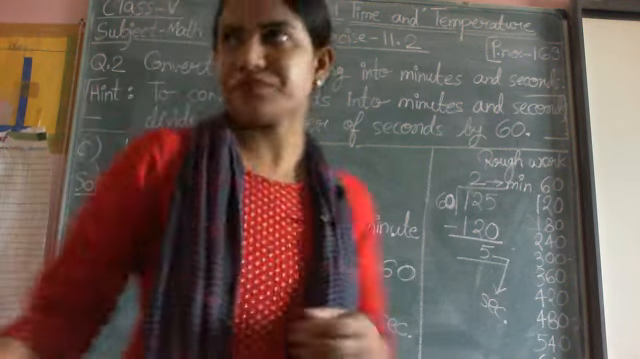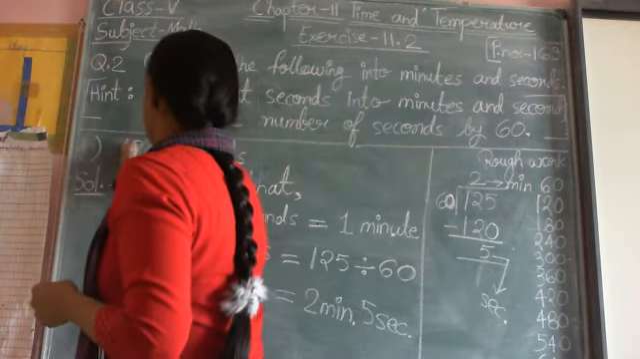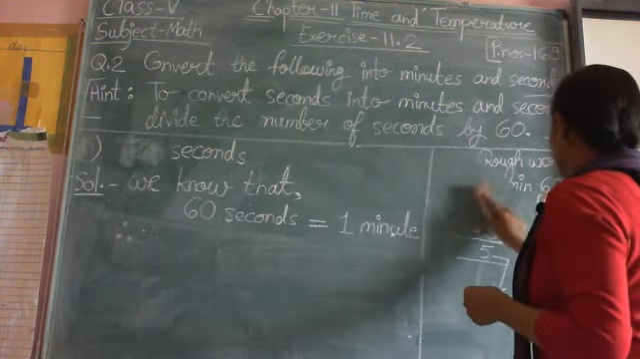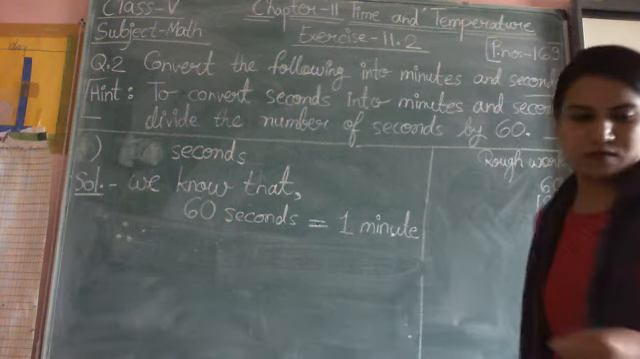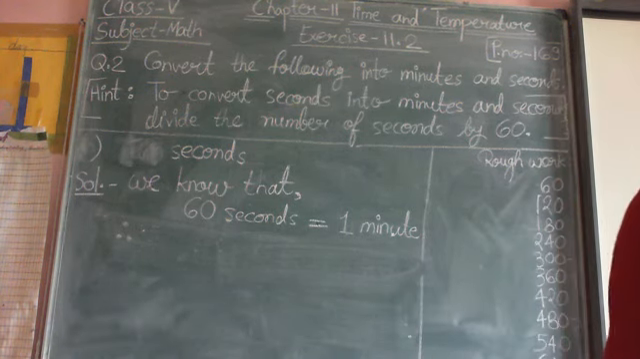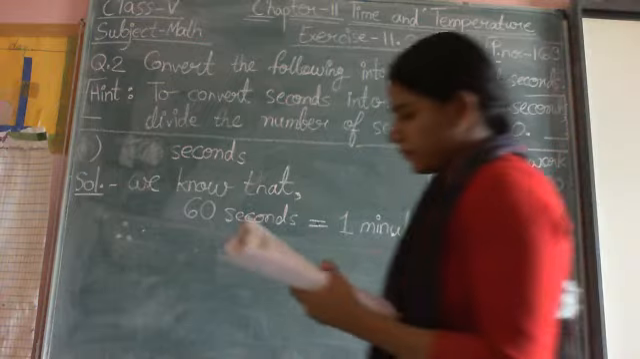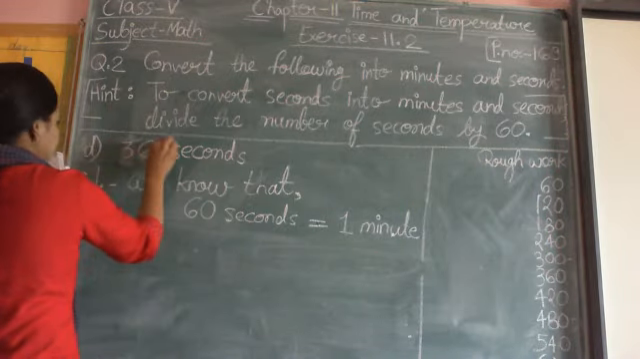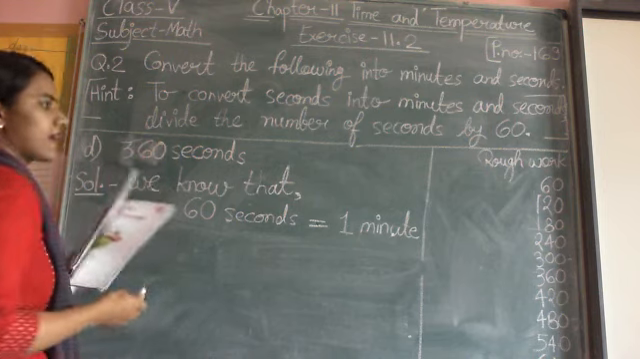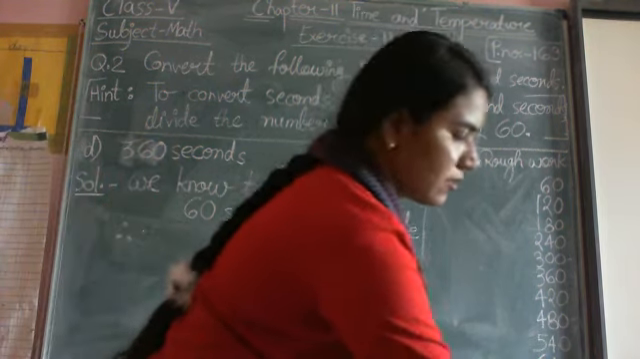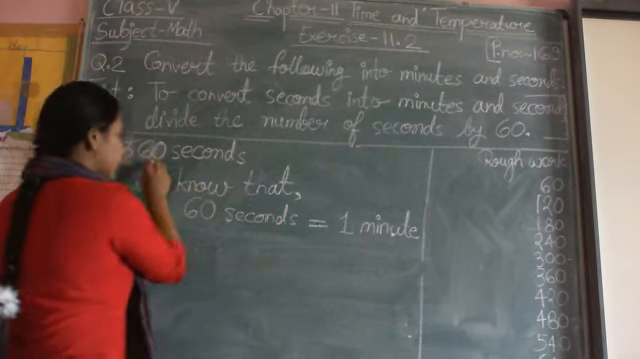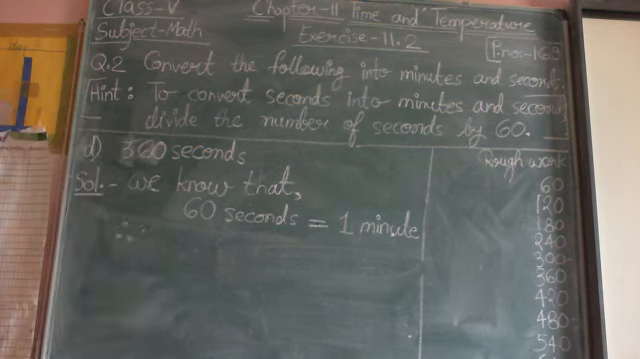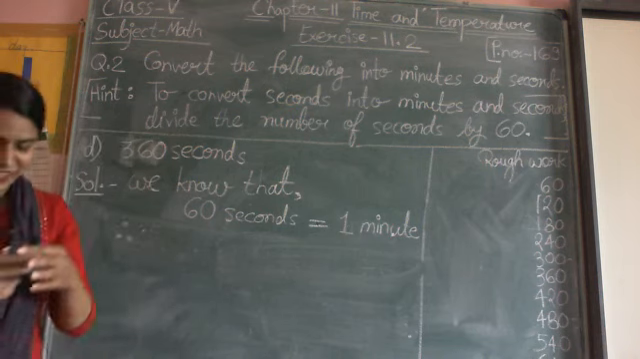Okay, next part. Part D. Given seconds are 360 seconds. Now we will convert 360 seconds into minutes and seconds. So to convert, what we will do? We will divide the given number by 60.